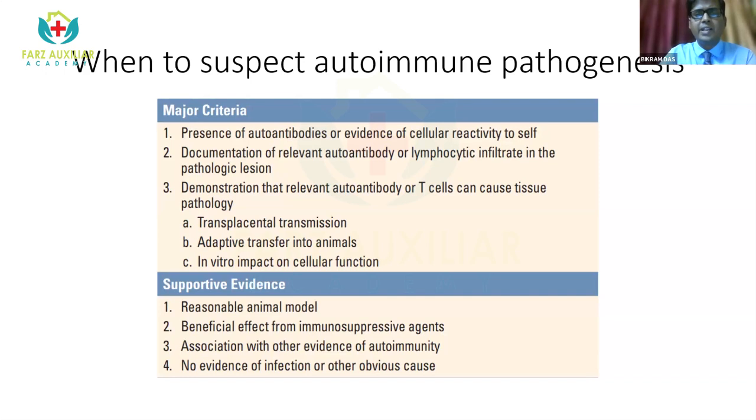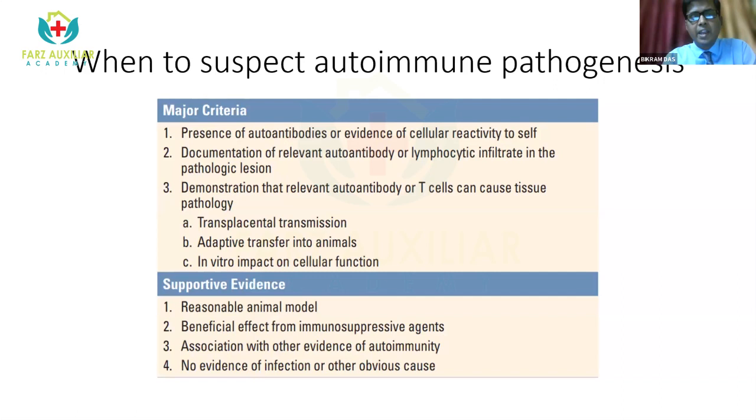Whenever there is documentation of a relevant antibody or lymphocyte infiltrate in the pathological tissue, that is the histopathological proof. And the third one is the demonstration of the relevant autoantibody causing the tissue damage. It could be by transplacental transmission, by adoptive transfer into animals, or by in vitro cellular impact.